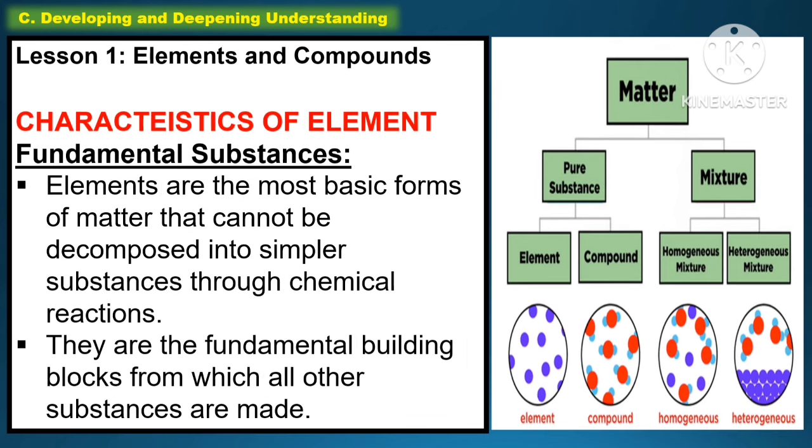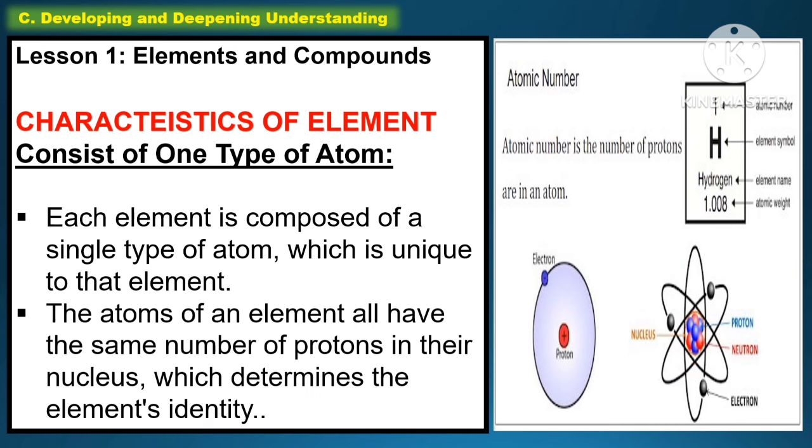The following are the characteristics of an element. The first one is that elements are fundamental substances. Elements are the most basic forms of matter that cannot be decomposed into simpler substances through chemical reactions. They are the fundamental building blocks from which all other substances are made.